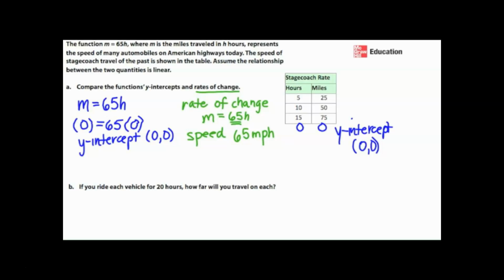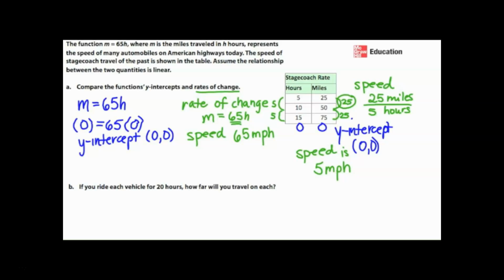Now let's use the table to find the speed of the stagecoach. Notice that 5 to 10 changes by 5, and 10 to 15 also changes by 5. If we look at the number of miles, 25 to 50 increases by 25, and 50 to 75 also increases by 25, which means the speed or the rate of change of the stagecoach can be found by 25 miles divided by 5 hours, which means the speed of the stagecoach is 5 miles per hour.